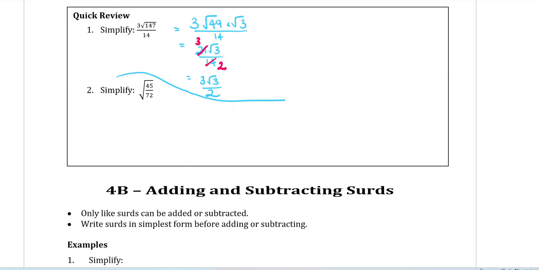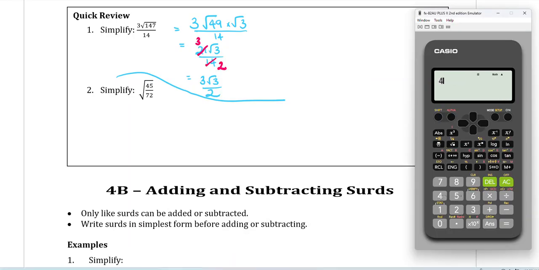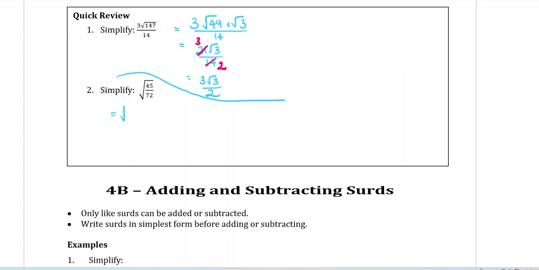Question 2, simplify square root of 45 over square root of 72. Okay, so this was the one where we could have a couple of different options. We could simplify the 45 over 72, and that gives us 5 over 8. I think either way we do this, we're going to have a surd on the bottom, so let's go with that way. Let's simplify the fraction down to be square root of 5 over 8.